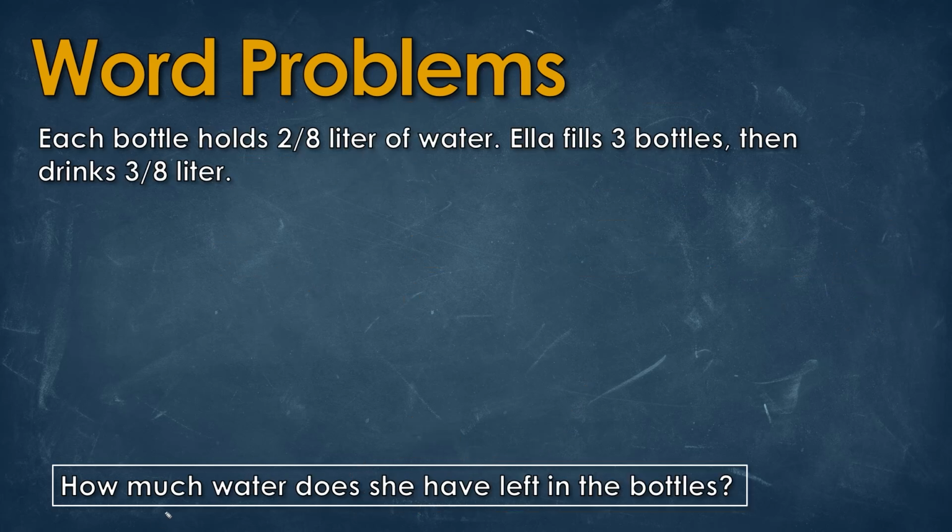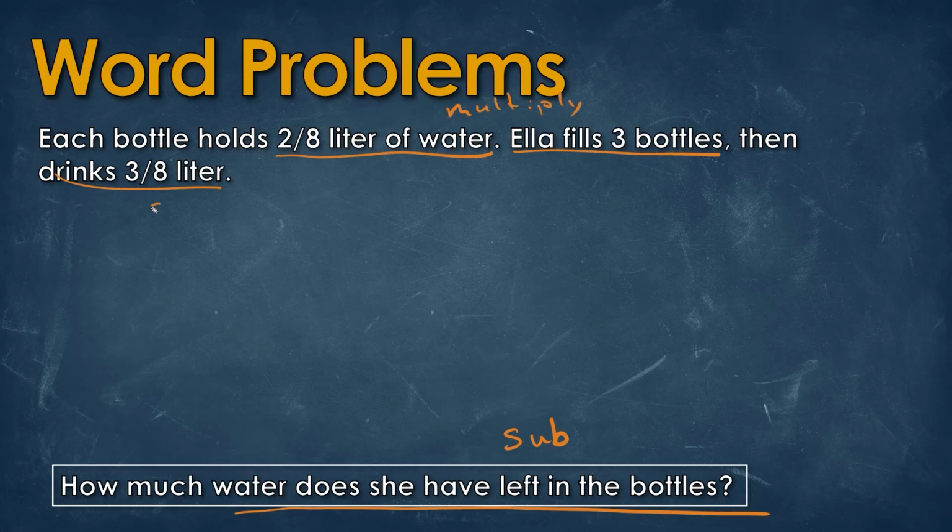Looking at the next question, it says, how much water does she have left in the bottles? Well, that word left is going to mean subtraction. Reading the question, it says that each bottle holds 2/8 liters of water, and Ella fills up 3 bottles, then drinks 3/8. So we know that we're going to be multiplying first, and then at the end we're going to subtract it. So we have 3 bottles, and each holds 2/8 liters of water. Multiplying that, we're going to multiply those 2 top numbers and keep the bottom number the same.